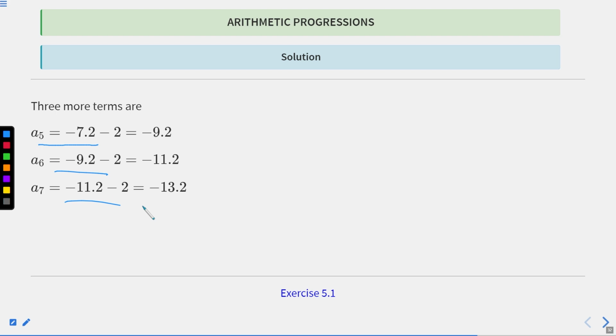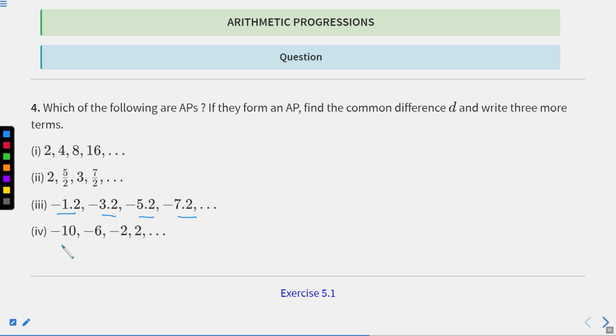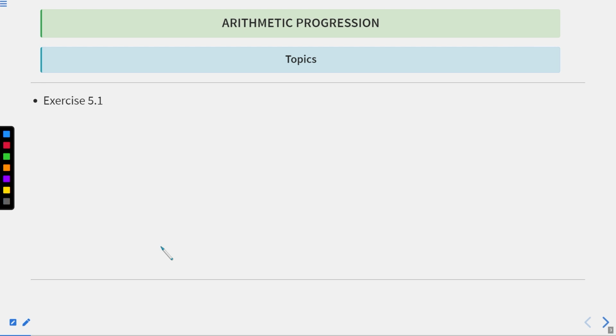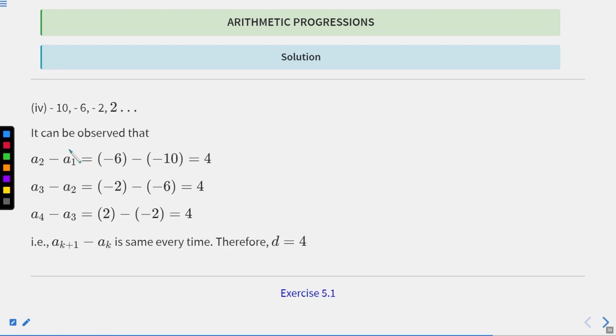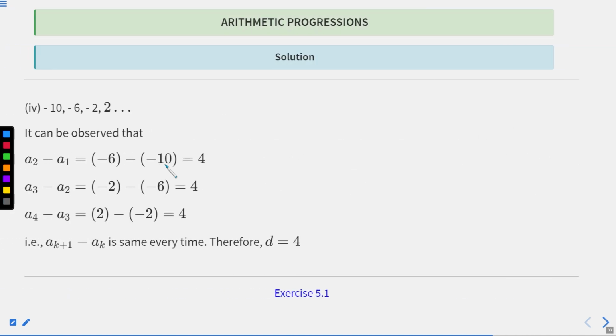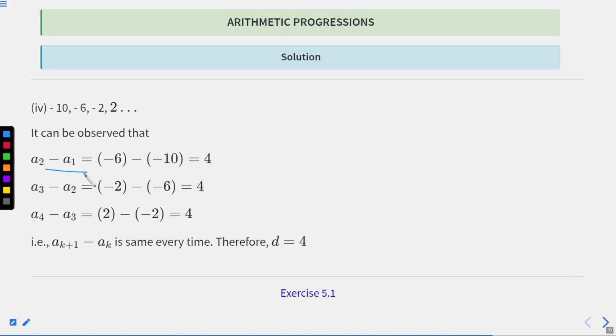Now let us see question number 4. In question number 4 we are given -10, -6, -2, 2, and so on. Let us solve this problem. Here it can be observed that A2 minus A1 is equal to -6 minus (-10), that is equal to 4. A3 minus A2 is equal to -2 minus (-6), that is equal to 4. A4 minus A3 is equal to 2 minus (-2), that is equal to 4.